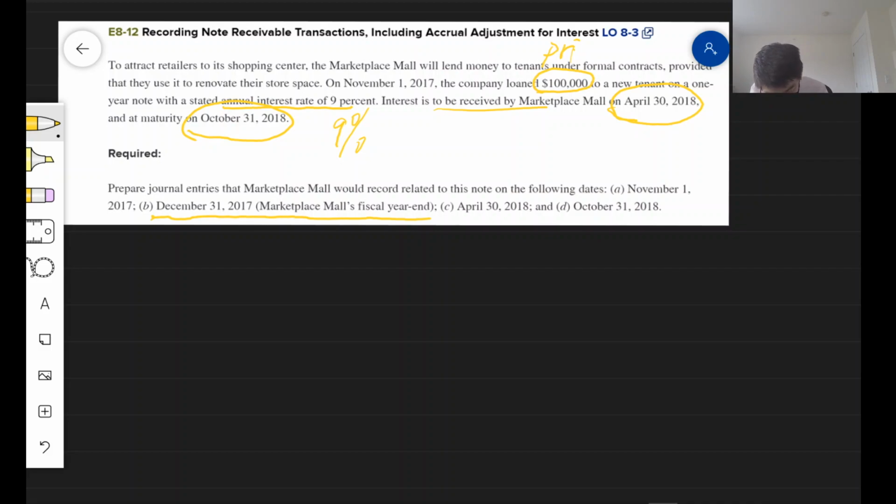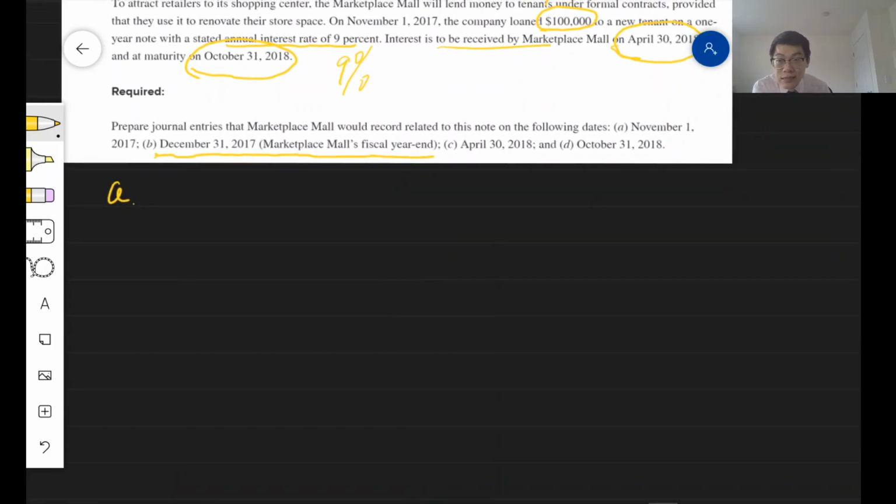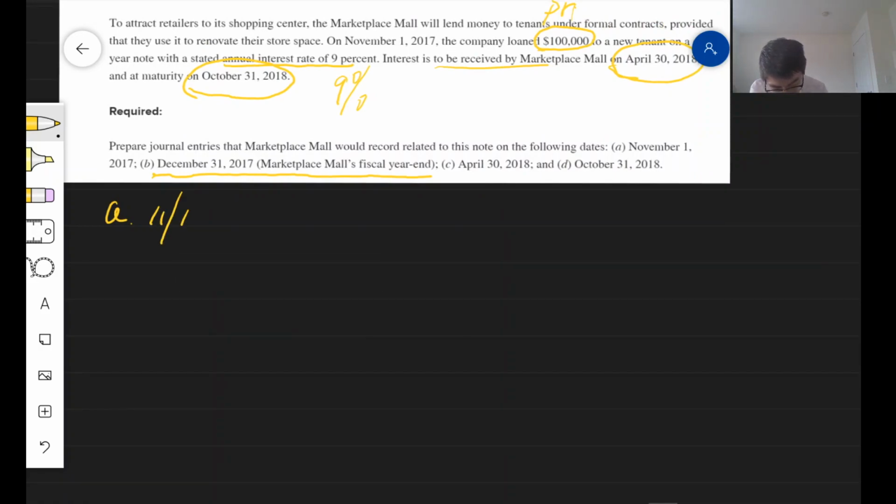Okay, so first one, A. Remember, when we record journal entries, if there are dates, we need to use the date as the journal entry indicator, the reference number. So the first one is 11/1, 2017, and for that we are always going to debit something and credit something. November 1st, 2017 is the date when the company loaned $100,000. So that means on that date we have a notes receivable, right?